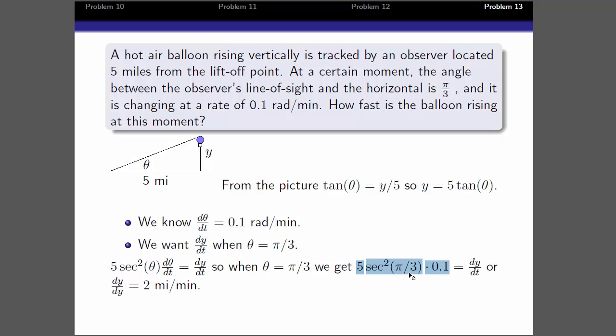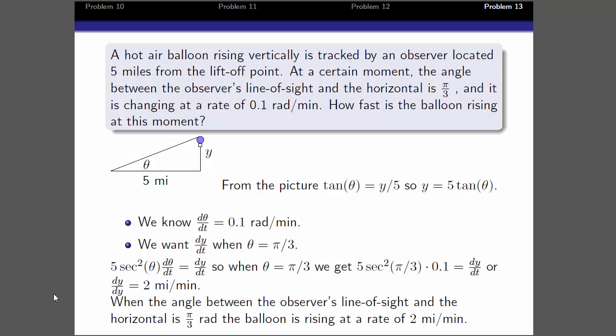Just a matter of crunching the numbers. Secant of pi over 3 is the reciprocal of cosine of pi over 3. So you're going to get 5 times the square of 2 times 0.1. So 5 times 4 times 0.1 is 20 times 0.1 is 2. 2 miles per minute. So when the angle between the observer's line of sight and the horizon is pi over 3 radians, the balloon is rising at a rate of 2 miles per minute. It's like 120 miles per hour. This balloon is booking it.